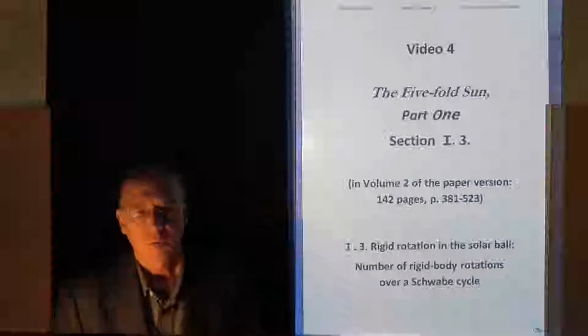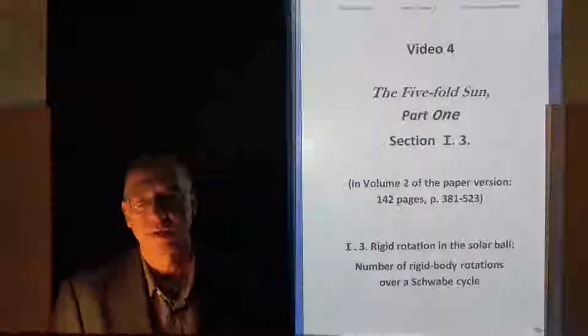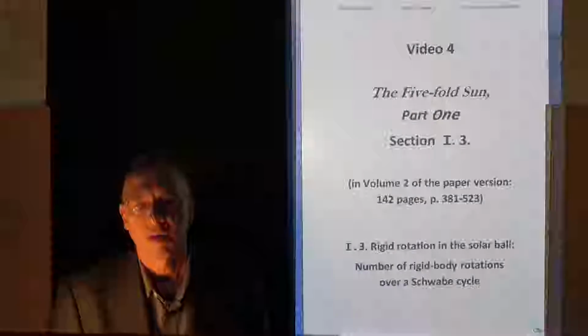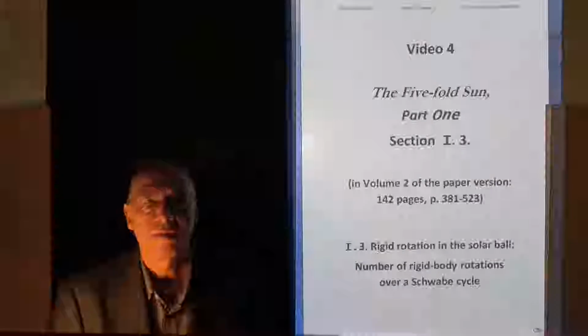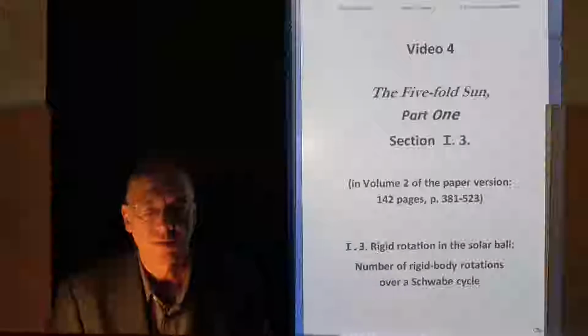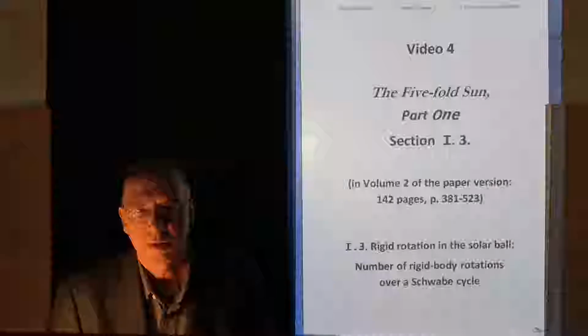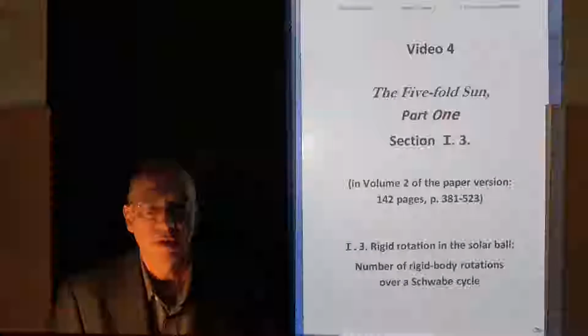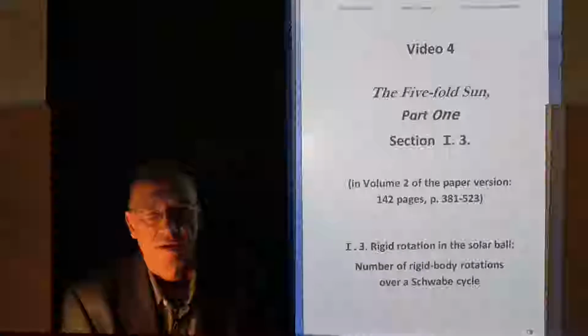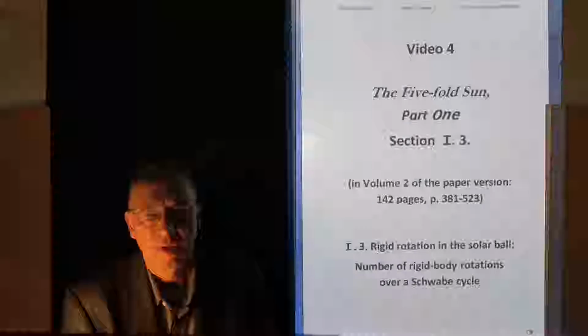Section 3 of part 1 of the Fivefold Sun focuses on an estimation of the rigid rotation in the solar ball, so as to arrive at a translation of the length of the solar cycle in terms of a number of rigid rotations of the ball, as well as a translation of the lengths of the rise leg and of the fall leg of the cycle, also in a number of rigid body rotations.